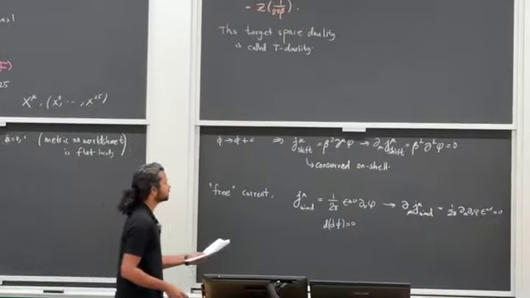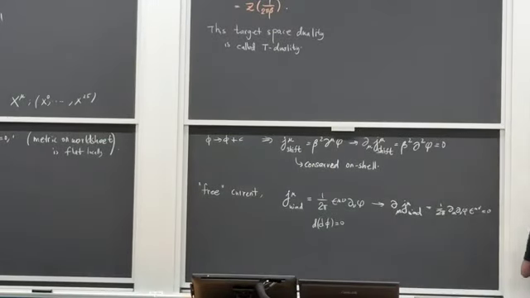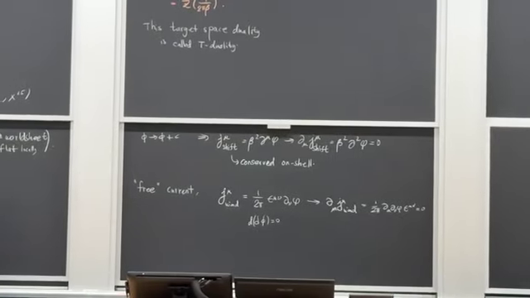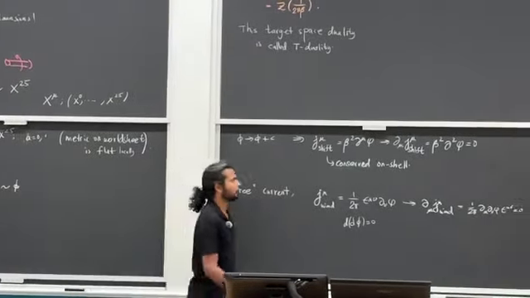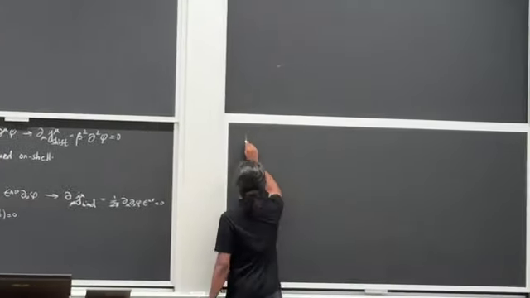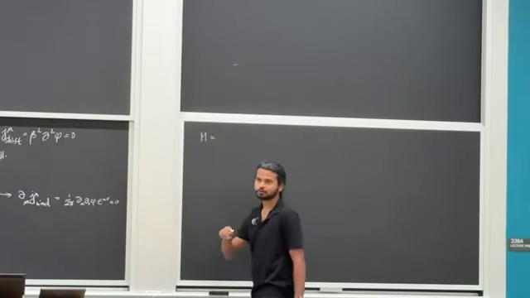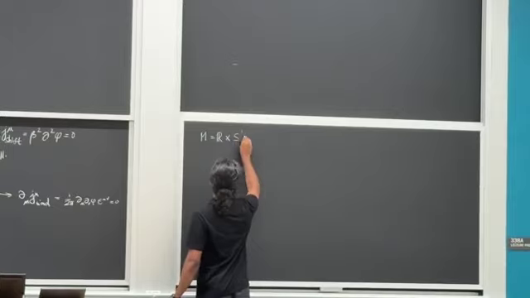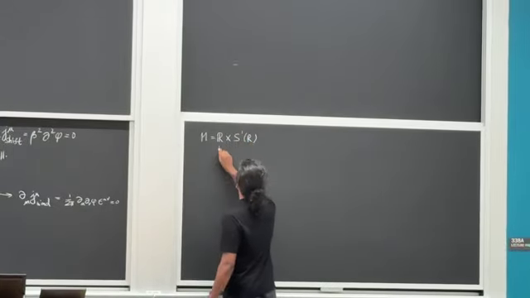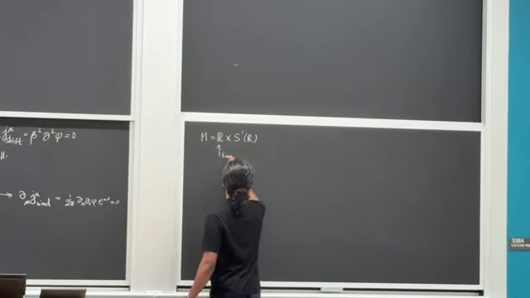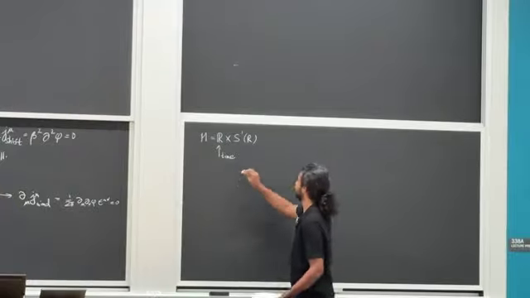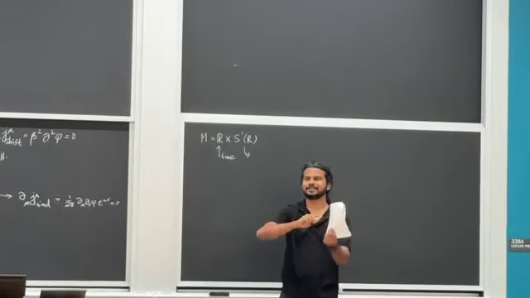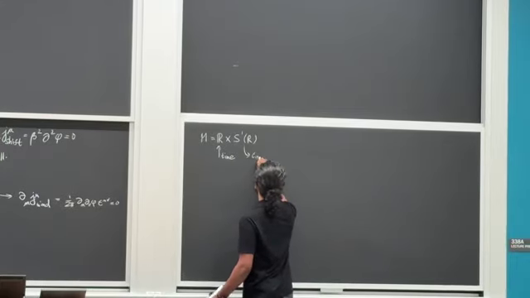Okay, now to make things more interesting, let's take the world sheet also to have interesting topological properties. So we will take the world sheet to be this, where R is for time, again a real line, and the world sheet space is a circle of radius R.